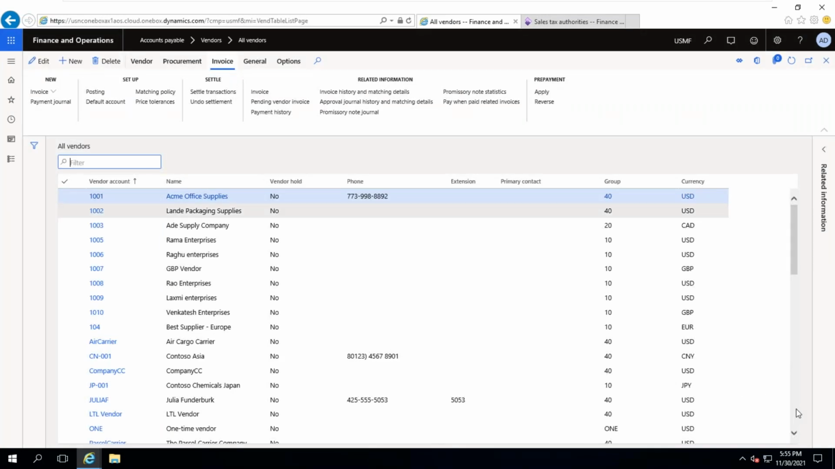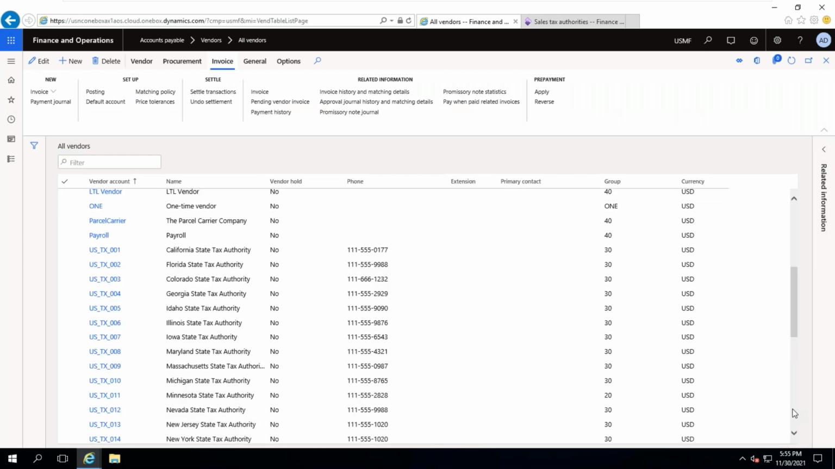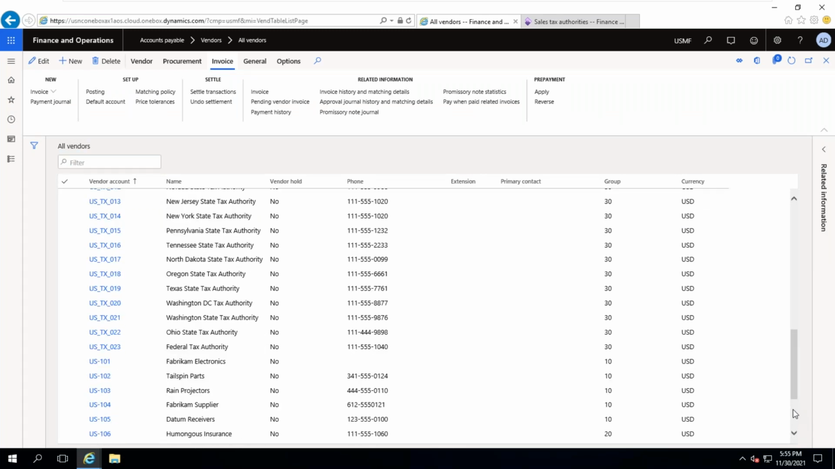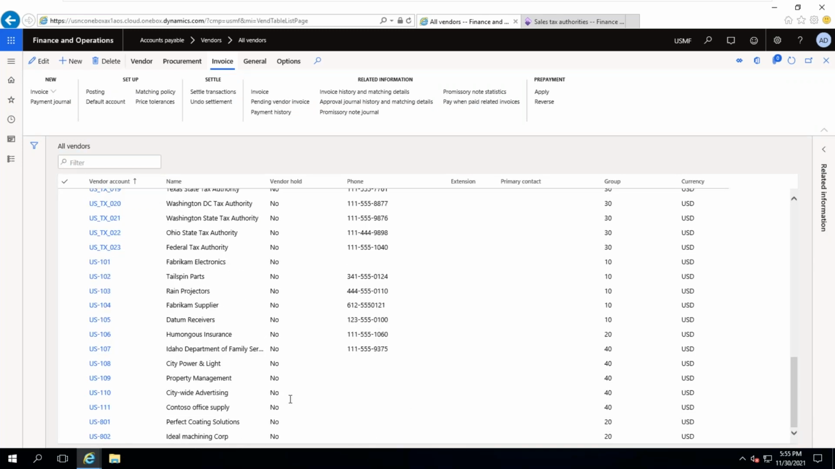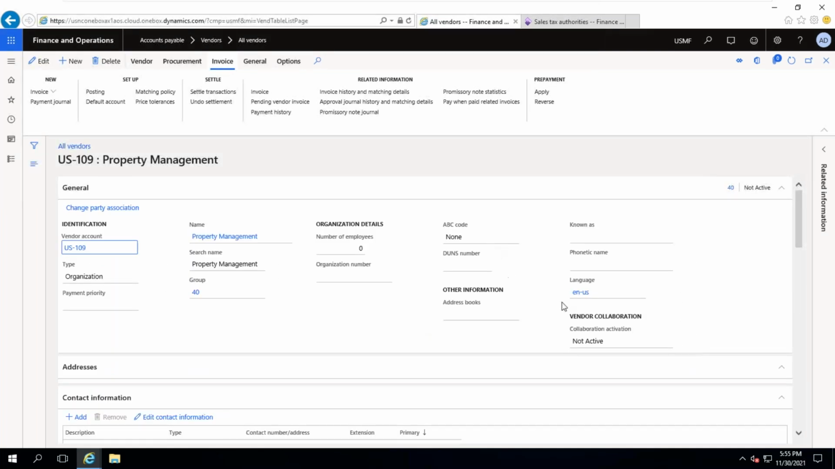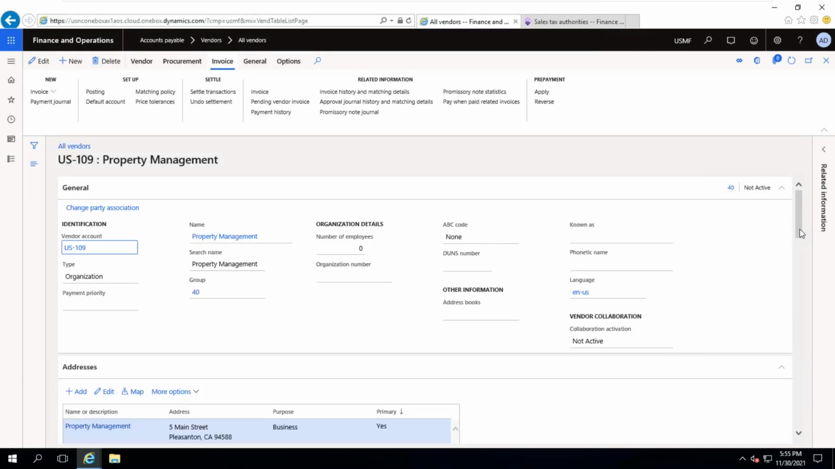Take one vendor as an example. Suppose property management, US 109 property management, is a vendor. For this vendor, you need to map the withholding tax code.